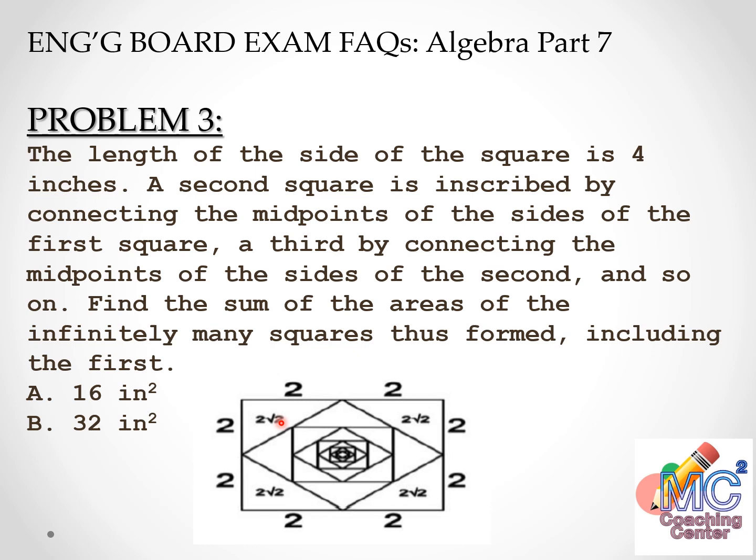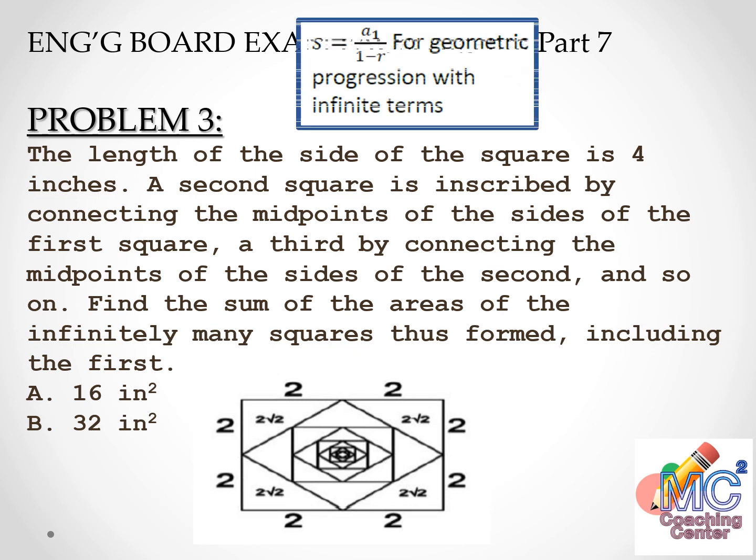So, paano nakuha itong 2 square root of 2? Pwede kang mag-Pythagorean nito. So, that is a result 2 square root of 2. Okay? Then, same process for dito. Pythagorean ka pa rin dito para makuha mo ito. Okay? So, therefore, this is a concept of geometric progression with infinite terms. So, yung formula ng geometric progression with infinite terms is S equals to A sub 1 over 1 minus R. Where A sub 1 here in this problem is area.